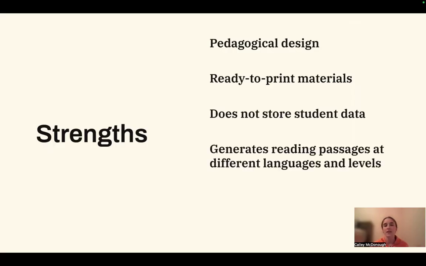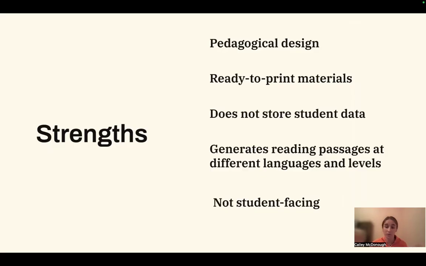Another strength is that Diffit can generate reading passages at different languages and levels. These passages are rooted in real stories, so previously published books and articles. If you upload an article, Diffit will use that article instead of changing it and generating its own. And it also takes into account the needs of students with different backgrounds, including EL students. It can provide some really powerful and important support for students of that population.